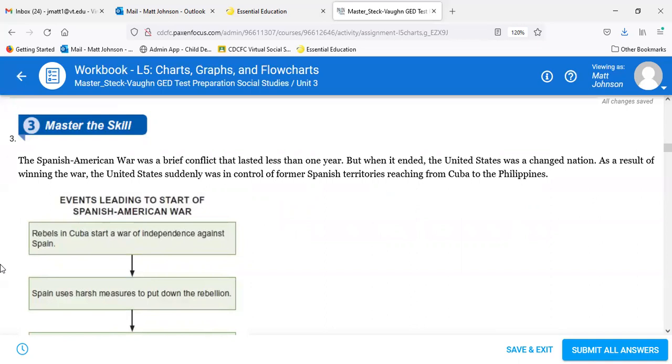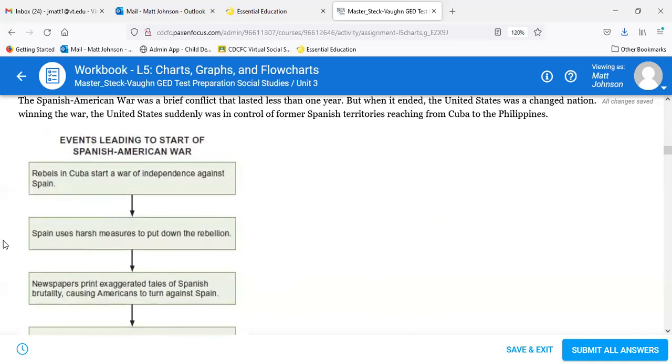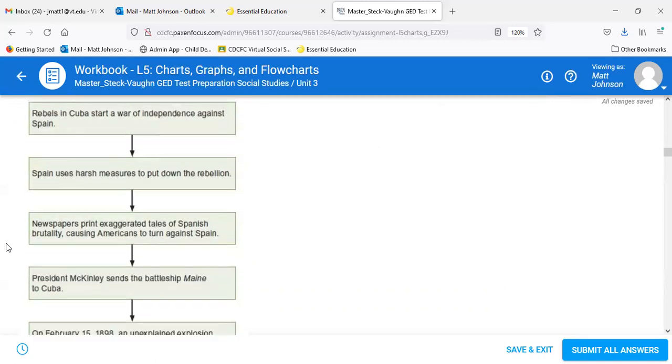So the first thing that happens, rebels in Cuba start a war of independence against Spain. So Spain still controlled Cuba at this point. It was one of their colonies, one of their territories, and the Cuban people were starting to rebel. That's our first box. So Spain uses harsh measures to put down the rebellion. Newspapers print exaggerated tales of Spanish brutality, causing Americans to turn against Spain. So there were accounts coming into the nation, and that led to the American people starting to have some animosity towards Spain and what they were doing to Cuba. And of course, they also were in control of the Philippines at this point.